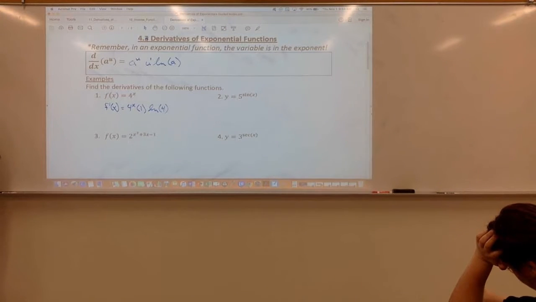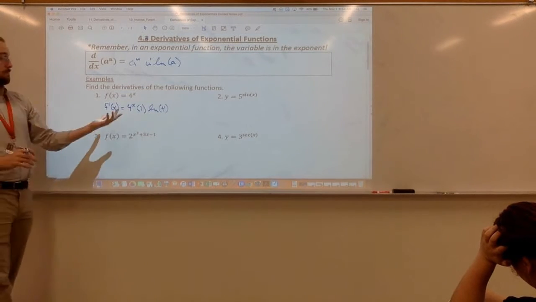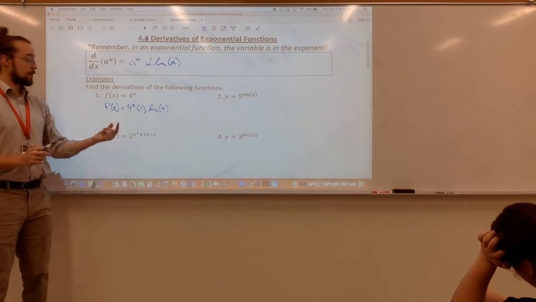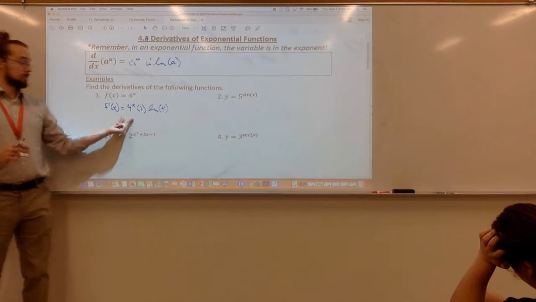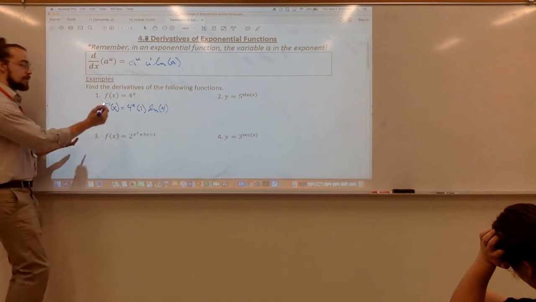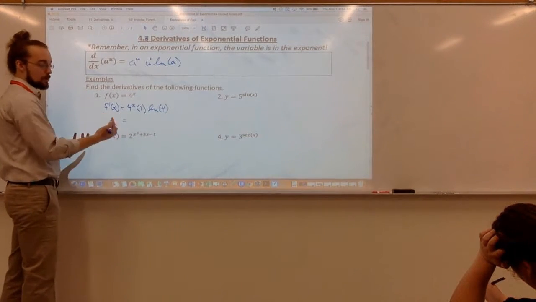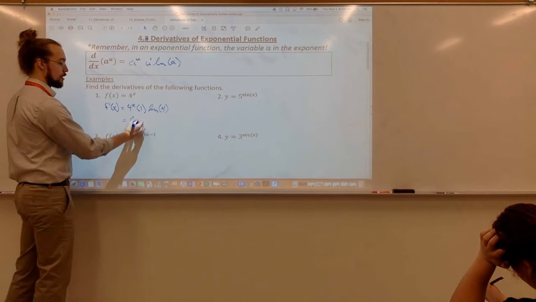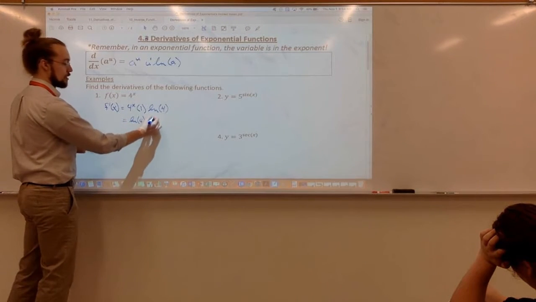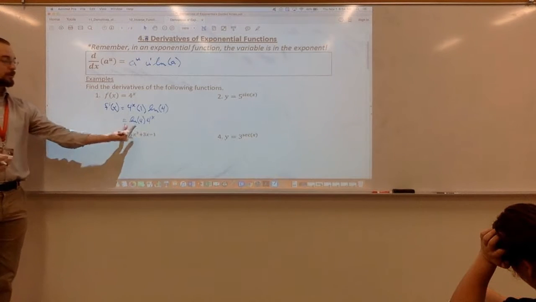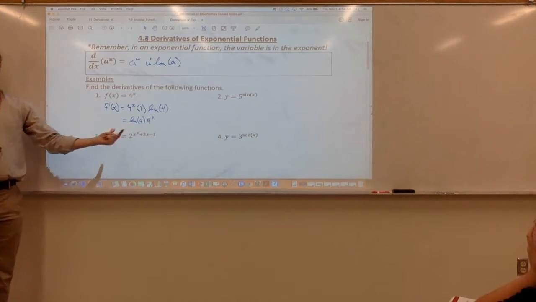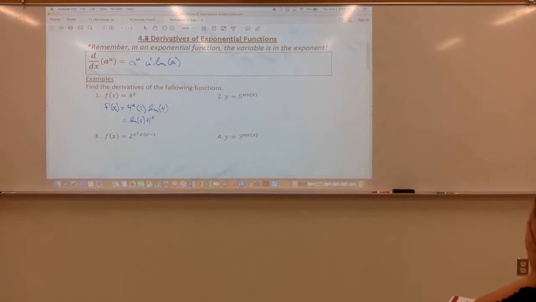Will we ever be asked to simplify that? There's not really any simplification we can do with this. The natural log of 4 is just a number. On a multiple choice, you would probably see it written as natural log of 4 times 4 to the x, because generally we put coefficients out front. But that's the only simplification that we can do there.